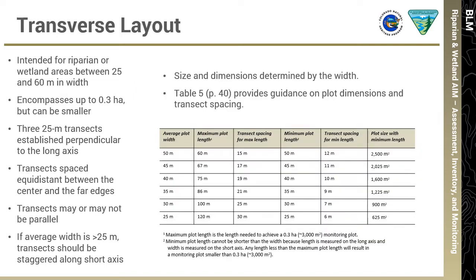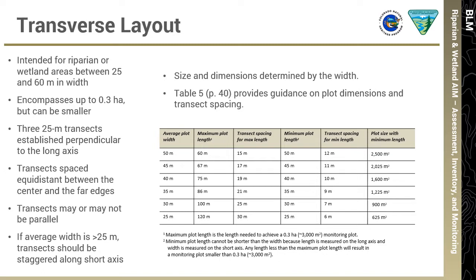The size and dimensions of a transverse layout are determined by the width. This table provides guidance on plot dimensions and transect spacing and can be found in section 4.2 of the field protocol. Be sure to read the footnotes in this table, which explain the maximum plot length is the length needed to achieve a 0.3 hectare monitoring plot.